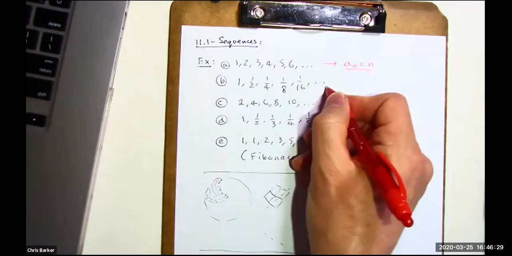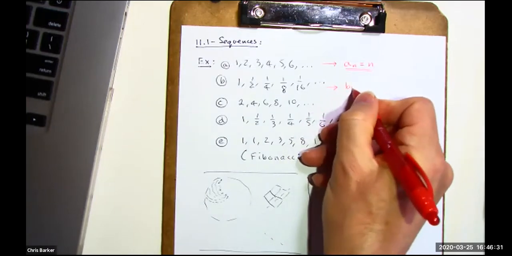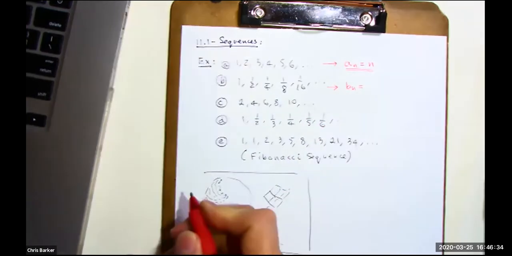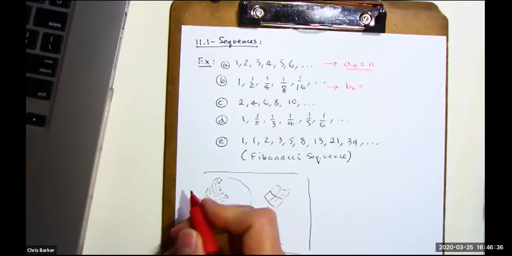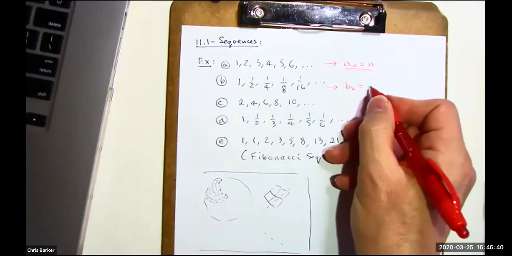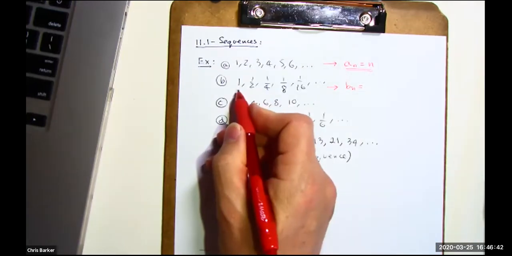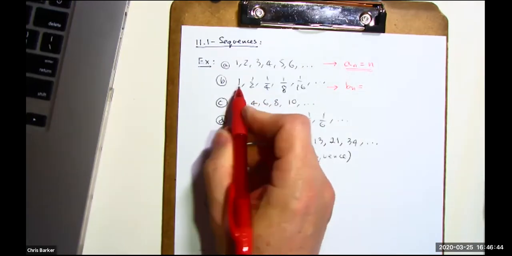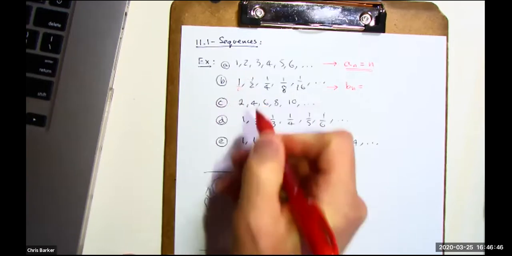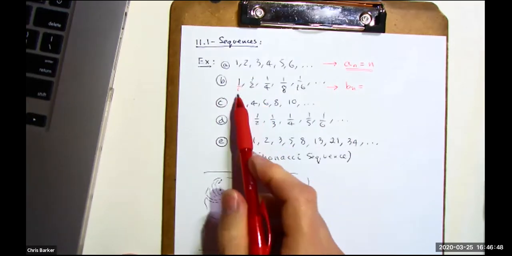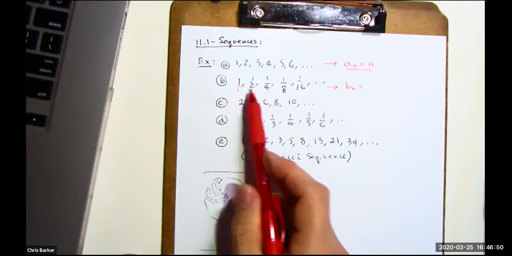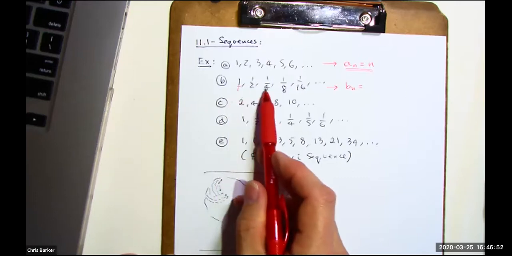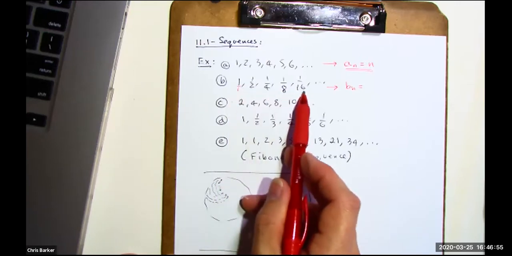Whereas in this next example, I might call this B sub n because it's a different sequence. What's its formula? I think you were onto it. You can think of this 1 as 1 over 1, can't you? Is it n over 2? It's not just the number 2 because they keep changing. So it's not always 2.